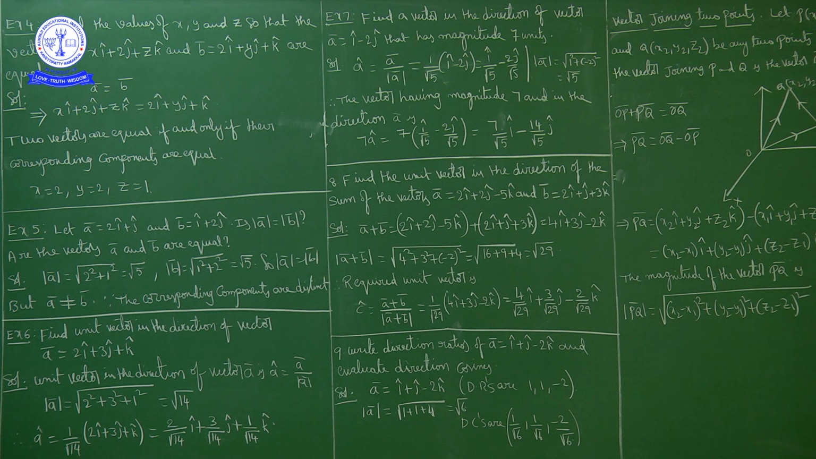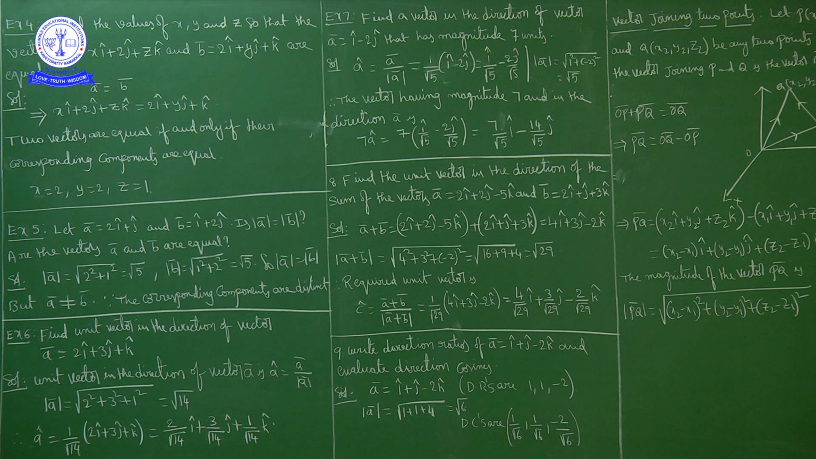Next, example 7. Find a vector in the direction of a bar equal to i cap minus 2j cap that has a magnitude 7 units. Earlier, in example 6, we had to find the unit vector. But here, you have to find a vector in the direction of the given vector with magnitude 7 units. For this kind of question, first you find the unit vector in the direction. While finding a unit vector, you will get a vector of magnitude 1 unit.